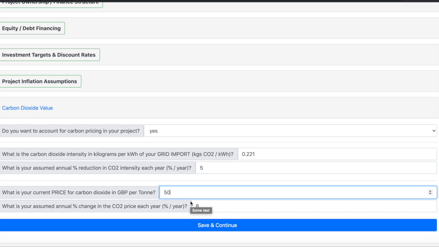So then we've got a profile for the intensity of carbon, and we've got a profile for the price per year. And together with those, we can embed those within your cash flow over the lifetime of the project. If you've got any questions about this, please give us a call.